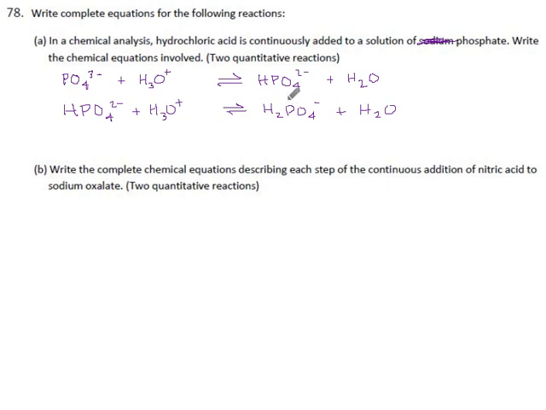We could keep going and do one more reaction, and I'm going to write that and then I'll explain why they talk about two quantitative reactions. If we have H2PO4 minus, and we add one more H3O to it, we get H3PO4 and H2O.